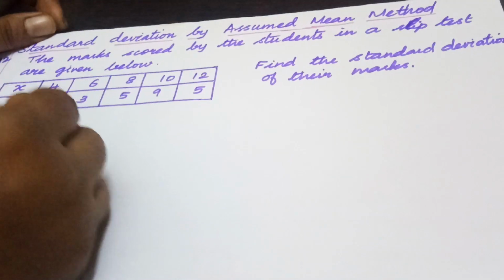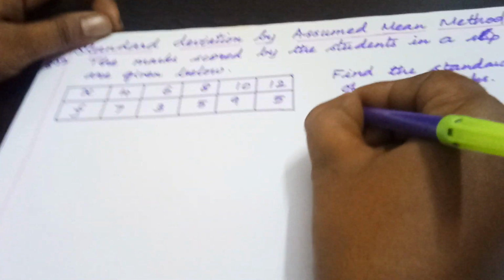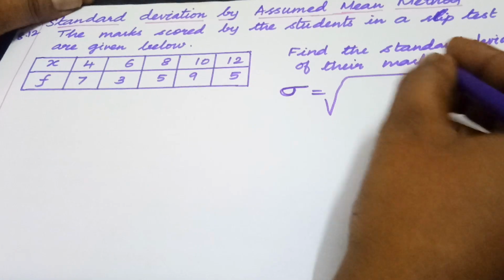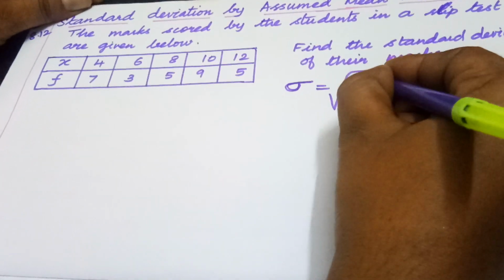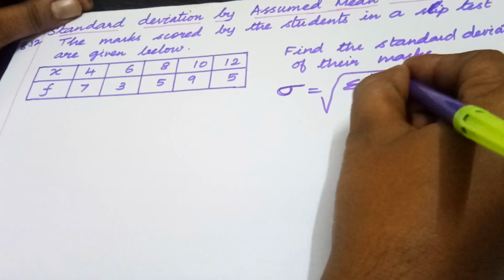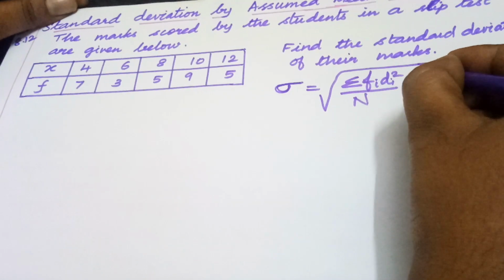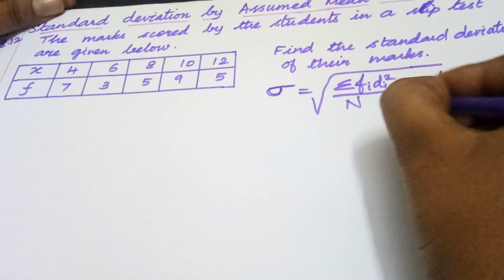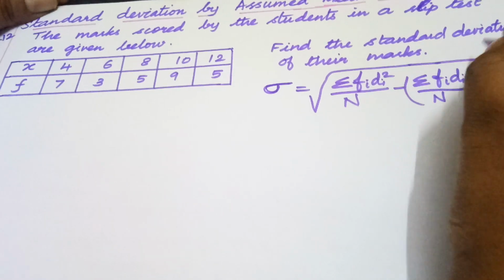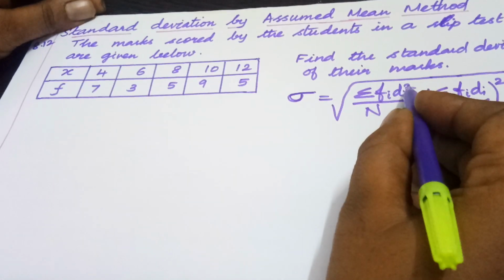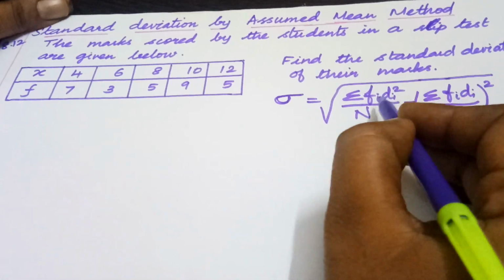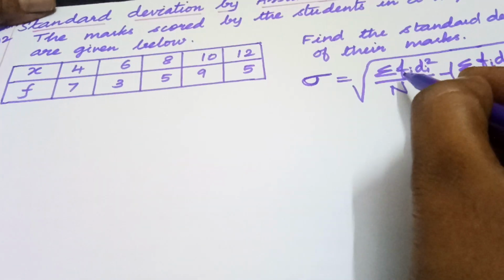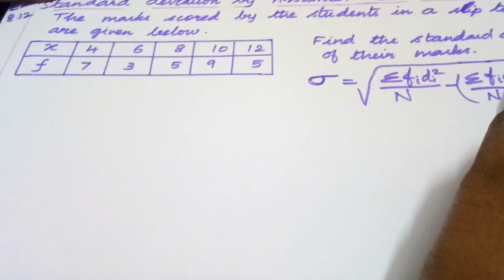So, you know the formula for standard deviation. That is, I am going to write it here. Sigma. Standard deviation is represented as sigma, which is equal to square root of sigma fi di square by n minus sigma fi di by n the whole square. This is the formula for standard deviation. First the square and then the whole square. So we have to remember like that. So to find sigma we need sigma fi di square, sigma fi di.